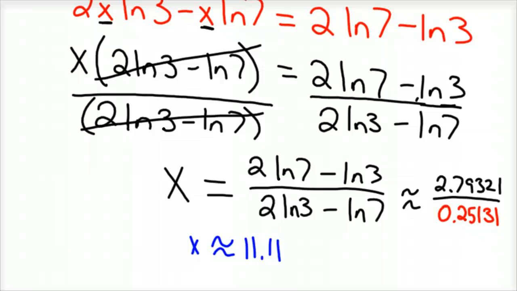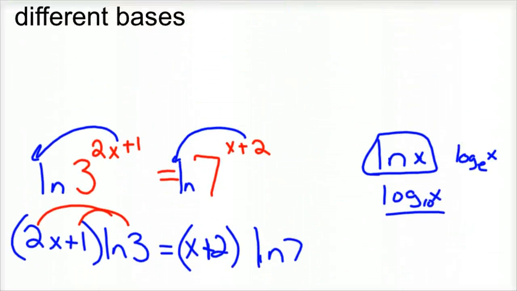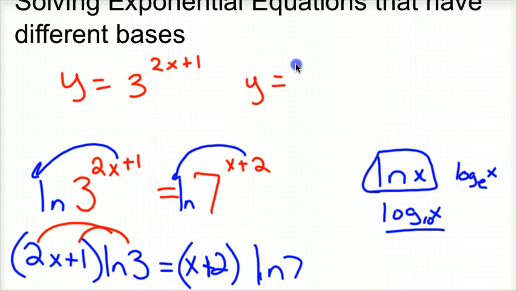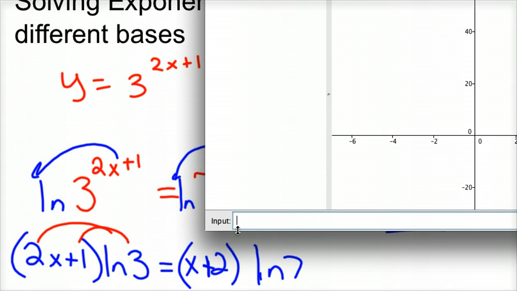Remember, in GeoGebra, or any graphics utility, you can plug these in. We go back to our original and let y equal 3 to the 2x plus 1, and y equals 7 to the x plus 2, and we find out where they meet to see if that answer is correct. So I'm going to hit pause and pull up GeoGebra. I better show you how to plug this in because it is a little different. So y equals 3, caret, and then I need parentheses, 2x plus 1. Hit enter, and there it is.